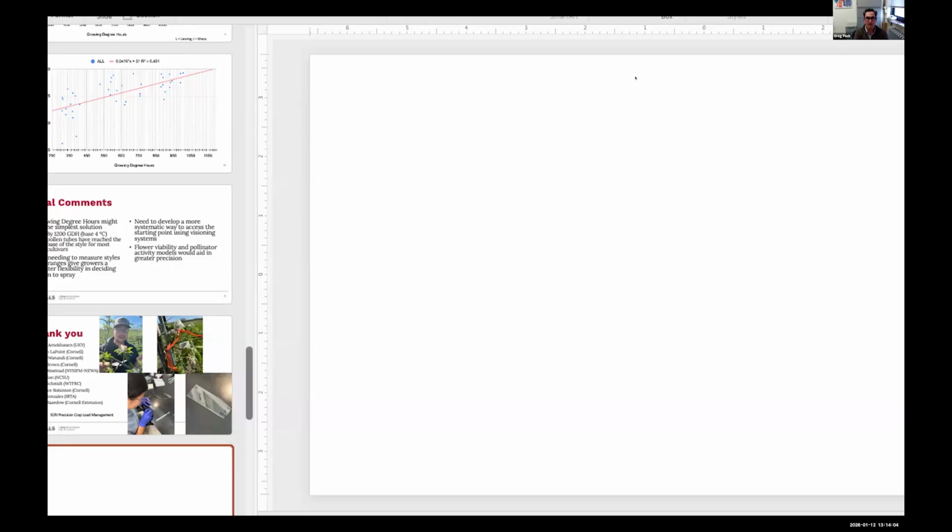We need some more refinement, honestly. And I don't want to release something where we're not confident enough that it's going to work. So we put in a request for some more funding through the Apple Commission here in New York. And hopefully we can get something available for the Washington growers in 2027. And we'll work with Tori on that.